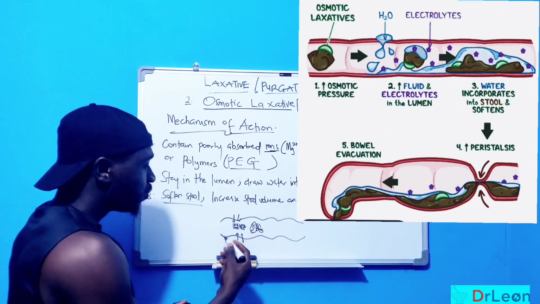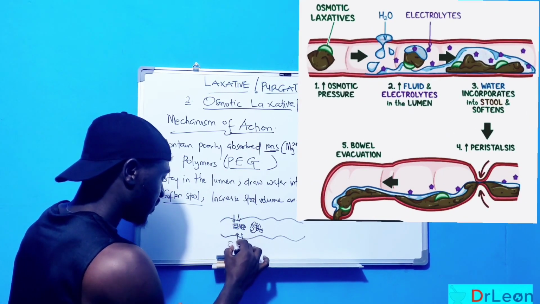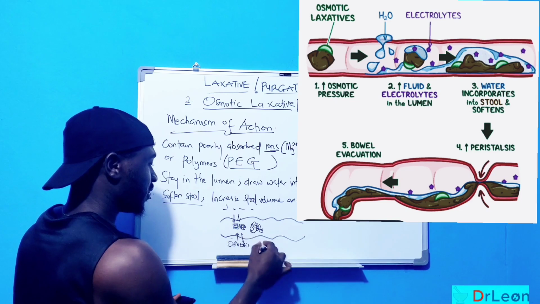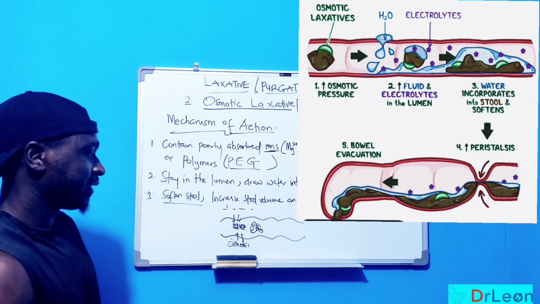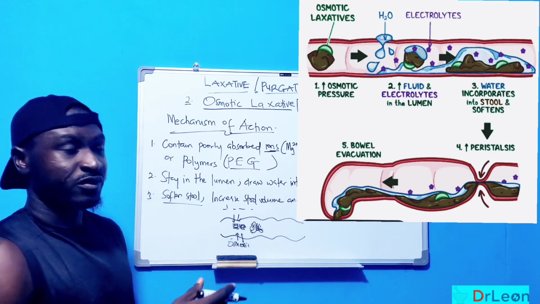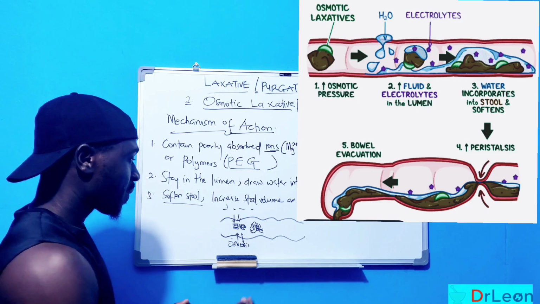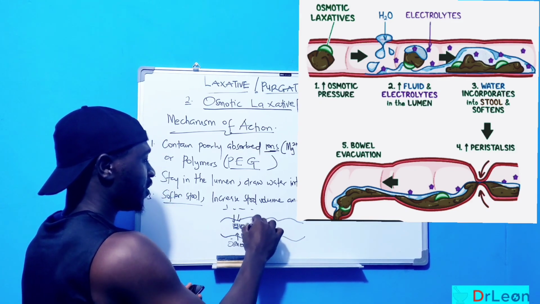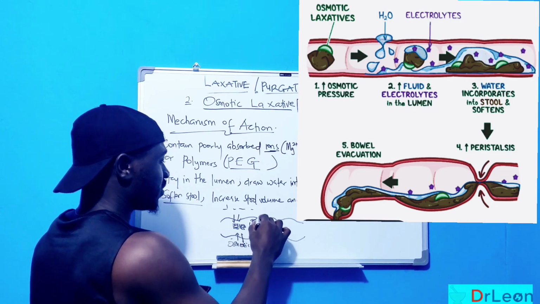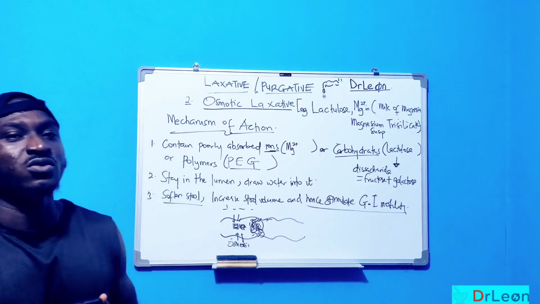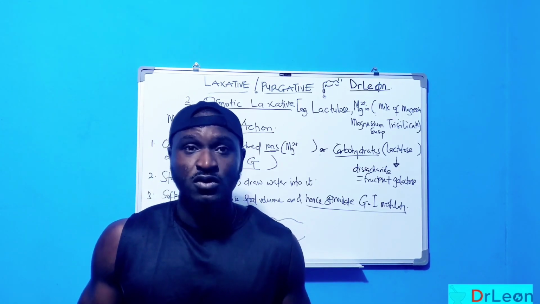And then by osmosis, they draw water to them. So by osmosis, they will draw water from the blood into the intestine. And this water will mix with and soften the stool or the fecal residue. And when this happens, they increase the volume of the stool. And this will stimulate the intestine to contract to bring about the bowel movement.